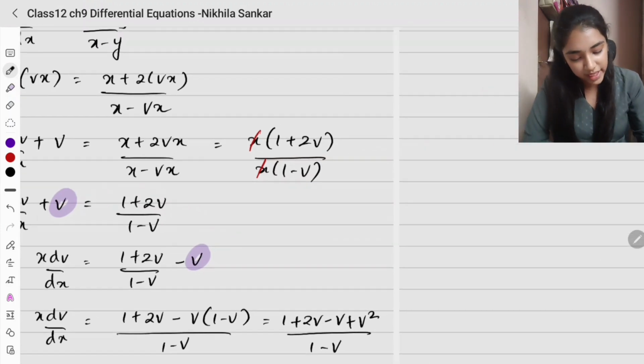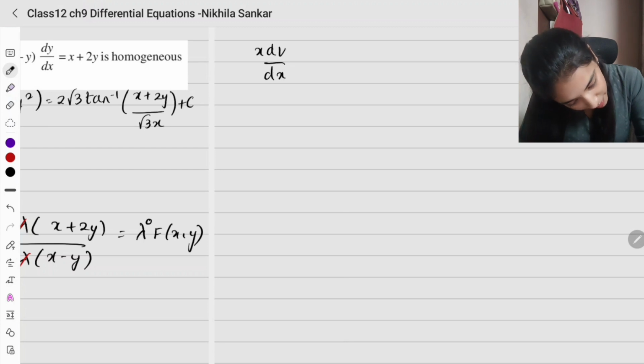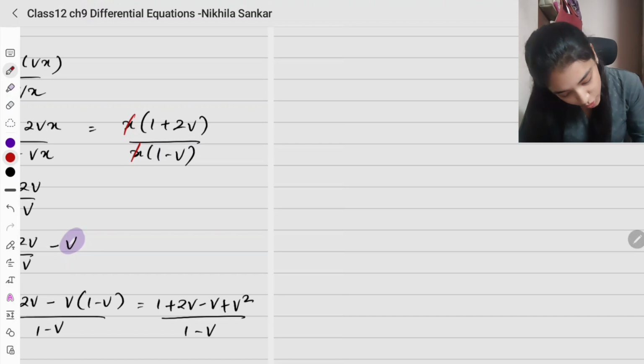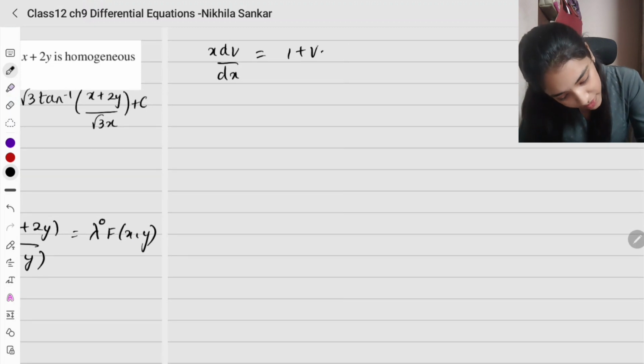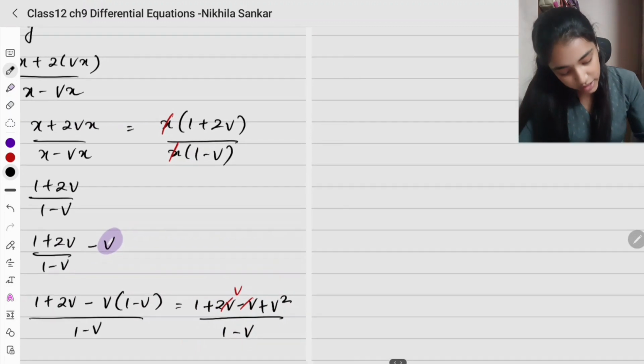This is x dv by dx. Okay, I'll again write this step. So I have x dv by dx gives me 1. The 2v minus v cancel, so I'll be left with only v. So 1 plus v square. So I'll have 1 plus v square divided by 1 minus v. The denominator is 1 minus v.